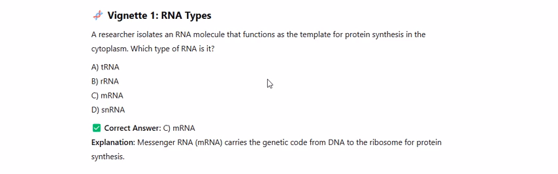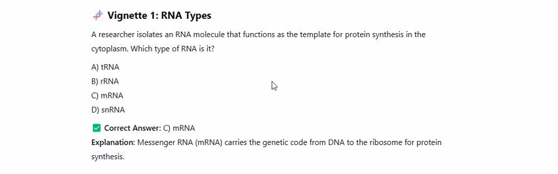A researcher isolates an RNA molecule that functions as the template for protein synthesis in the cytoplasm. Which type of RNA is it? A. tRNA, B. rRNA, C. mRNA, D. snRNA. C. mRNA. Explanation: messenger RNA, mRNA, carries the genetic code from DNA to the ribosome for protein synthesis.